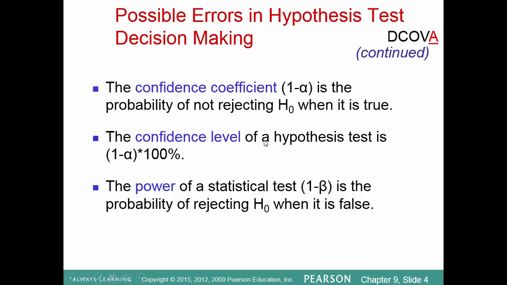A few more vocabulary terms. The confidence coefficient, 1 minus alpha, is the probability of not rejecting the null hypothesis when it's true. So again, another way of saying that is the confidence coefficient is the probability of not making a type 1 error. The confidence level of the hypothesis test is just that confidence coefficient expressed as a percentage. The power of a statistical test, 1 minus beta, is the probability of rejecting the null hypothesis when it's false. So again, that's just the probability of not making a type 2 error.